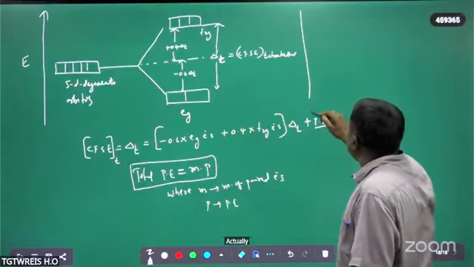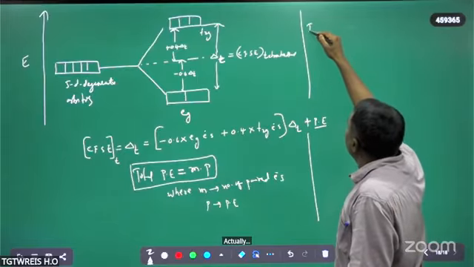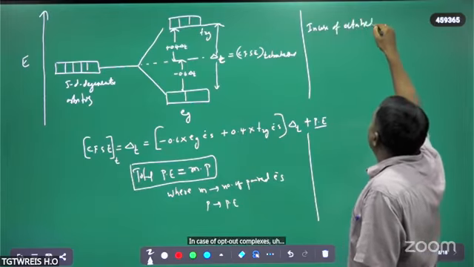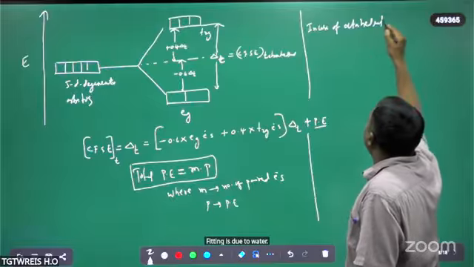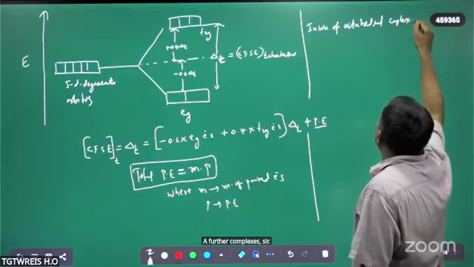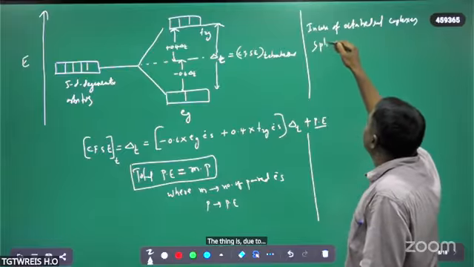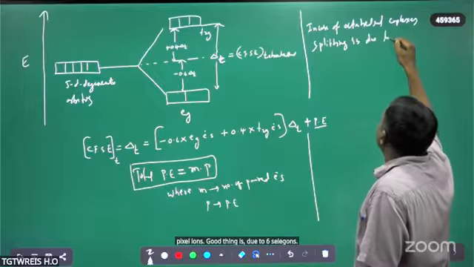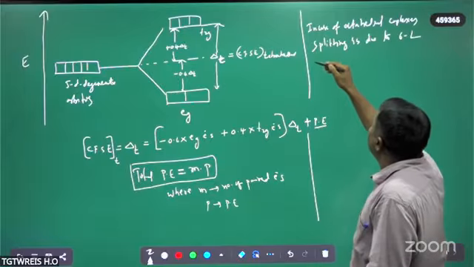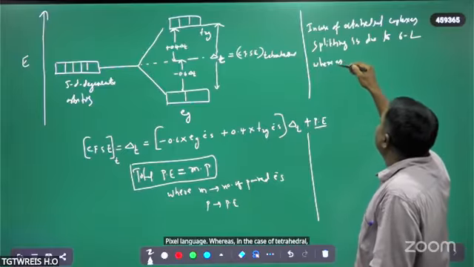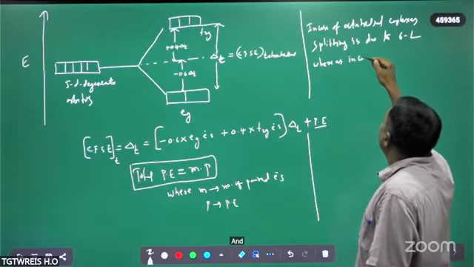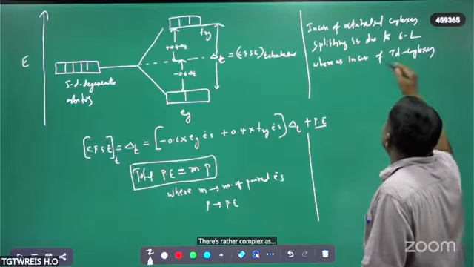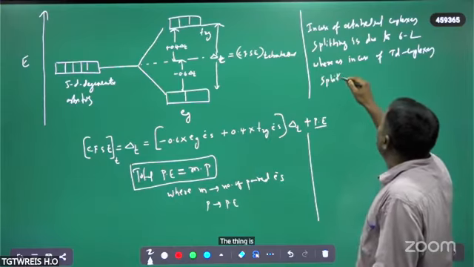Actually, in the case of octahedral complexes, splitting is due to six ligands. Whereas in the case of tetrahedral complexes, splitting is due to only four ligands.